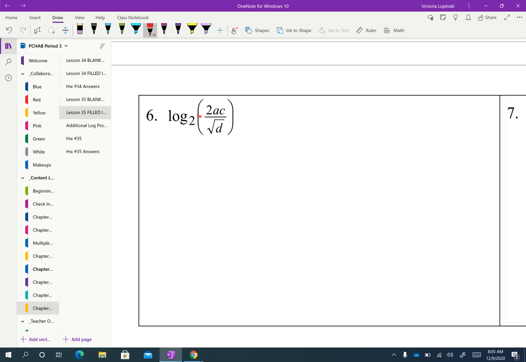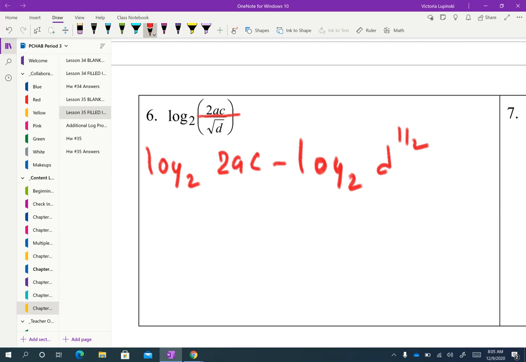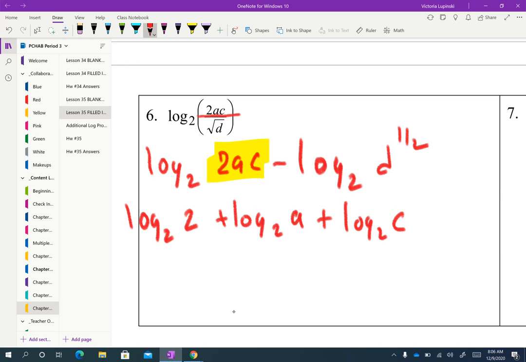All right, so here in number 6, I'm going to start by taking this big division and turning it into a subtraction. So the top is going to become the log base 2 of 2ac minus log base 2 of d to the 1/2. Then I'm going to take this 2ac and break that up into multiple additions. So that is going to become log base 2 of 2 plus log base 2 of a plus log base 2 of c minus, and then I can bring down the 1/2 log base 2 of d.